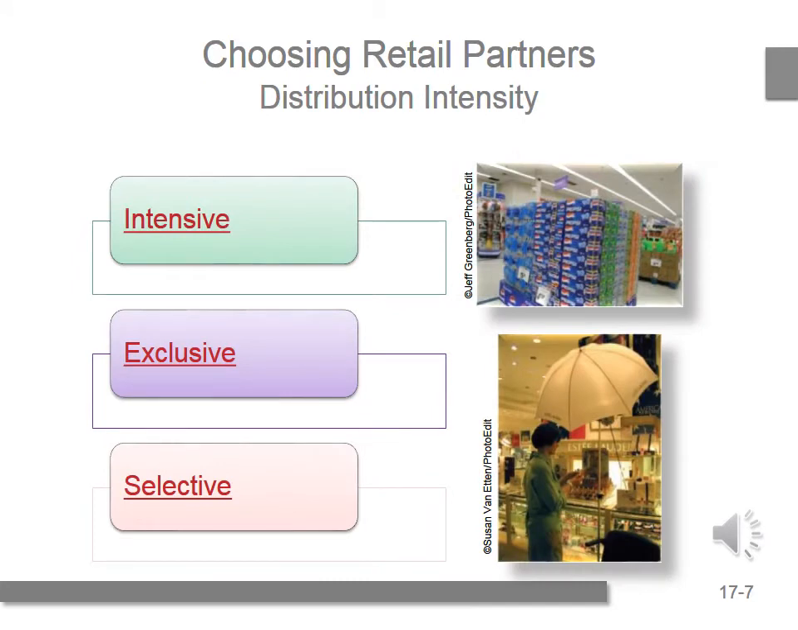Let us now tackle distribution intensity. Distribution intensity is defined as the number of channel members used at each level of the marketing channel. Distribution intensity is divided into 3 categories: intensive, exclusive, and selective. The intensive strategy is designed to place the products in as many places as possible. Secondly, the exclusive strategy limits who distributes but ensures the most appropriate retailers represent the products. Lastly, selective distribution relies on a few selected distributors in a territory to sell the product.